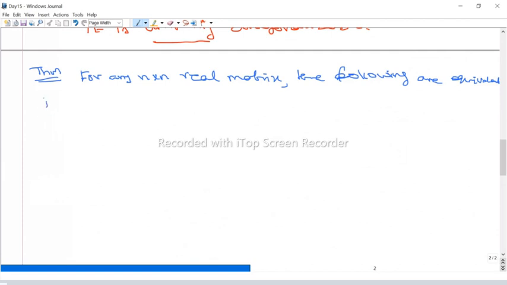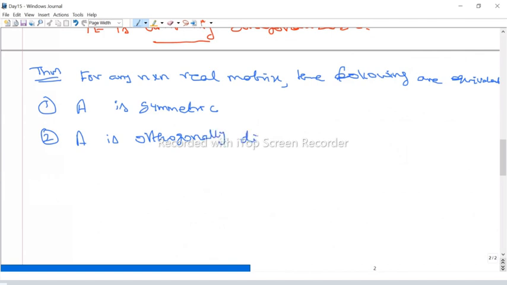So what is the first statement? A is symmetric. If A is a symmetric matrix, then A should definitely be orthogonally diagonalizable. That is, every symmetric matrix is diagonalizable, especially orthogonally diagonalizable. It's a very important thing.